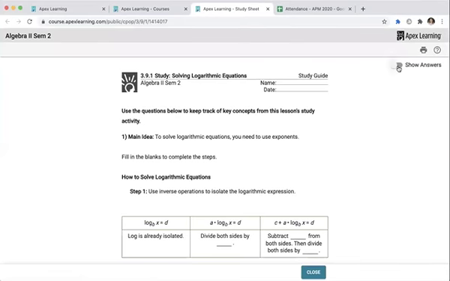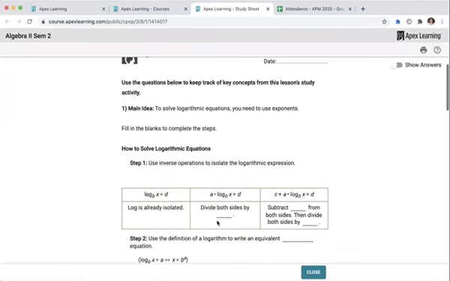Okay, we'll take a minute and we'll finish up this study sheet here. So again, understanding that our log and our exponents are inverse functions of each other.